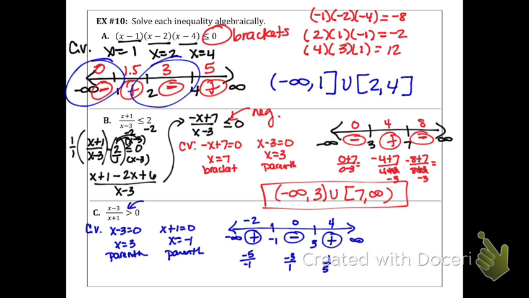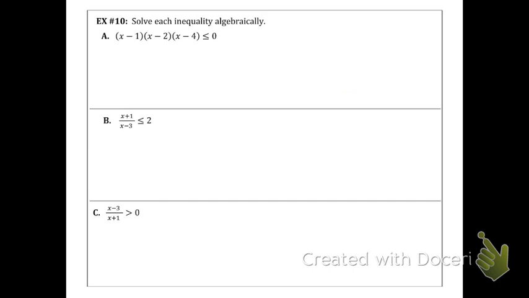We're looking for greater than 0, so we're looking for where it's positive. So I can see it's negative infinity to negative 1 with a parenthesis, union 3 with a parenthesis to infinity. And that is the end of lesson 8.